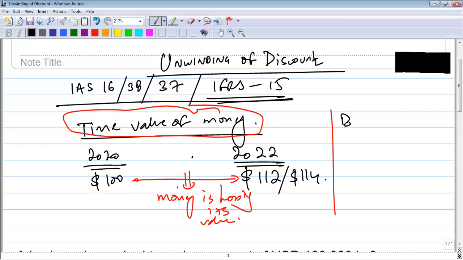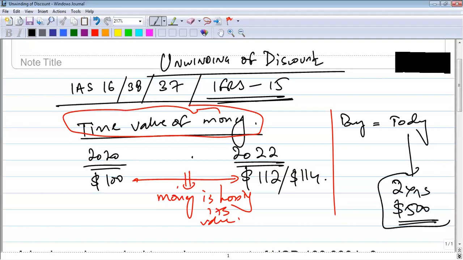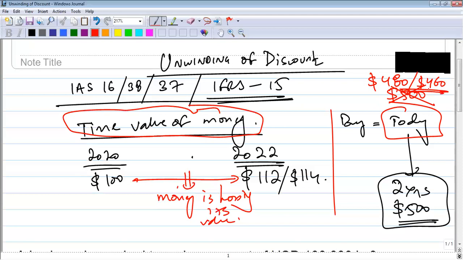For example, you buy something today and you've committed to the supplier that you're going to make payment in, let's say, 2 years' time of maybe $500. Now let's try to understand that $500 payable in 2 years' time is not equal to $500 of today. It is going to be equivalent to less than $500, maybe $480, maybe $460, something like that. That's what this $500 to be payable in 2 years' time is going to be worth right now.